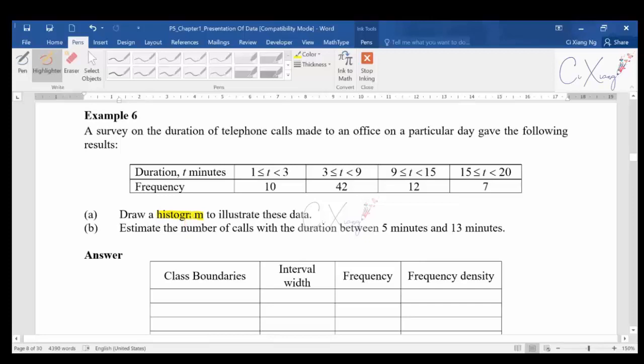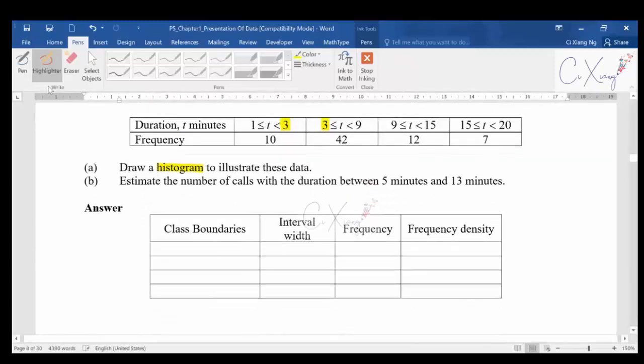Before you draw the histogram, last time you just straight away drew the histogram, following the bars and so on. But now there are a lot of things that you need to check. The first one is whether you have class boundary or not. So you check the upper value of the first class and compare it with the lower value of the second class. Are these two values the same? If they are the same, that means you don't need to do any adjustment; this is already the class boundary. Therefore, I will write out the class boundary first, straight away: 1 to 3, then 3 to 9, 9 to 15, and also 15 to 20.